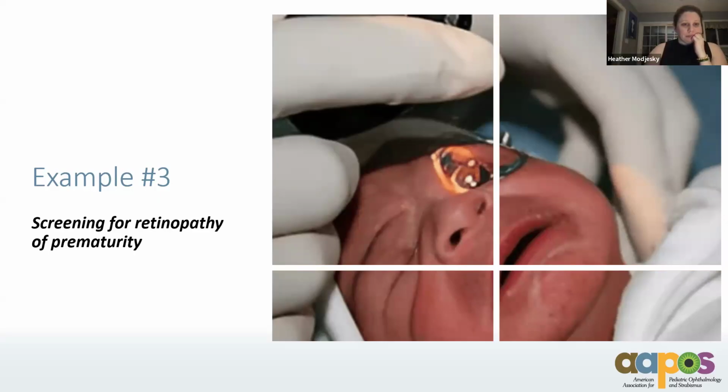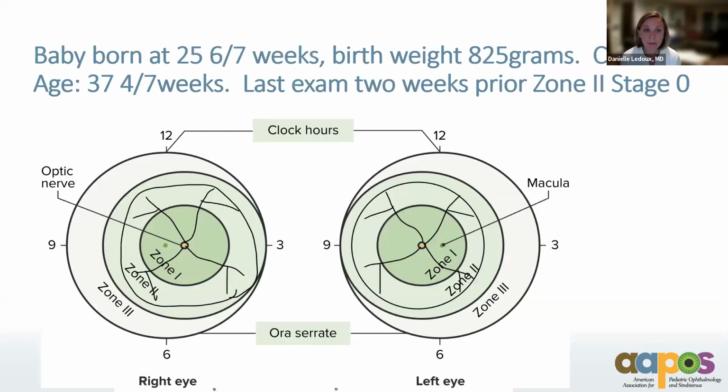So retinopathy of prematurity is something that we spent quite a lot of time talking about in the focus groups with Kevin Corcoran, ultimately with Dr. Rebka. So we're going to start with the example of a baby that was born at 25 and 6, birth weight of 825 grams. Currently, when you see them, the age is 37 and 4/7. Last exam was 2 weeks prior, when it was zone 2, stage 0. On your exam, you see zone 2, stage 1.